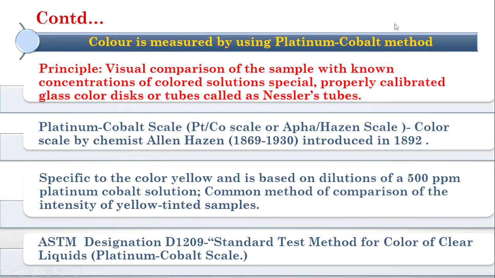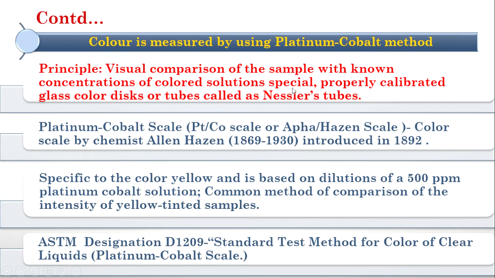We will mix this platinum cobalt solution with some distilled water, and the absorption of light by this standard water will be already measured. So that value we know. Now we will take the sample and do the same with our sample, and we will compare the absorption of colors of the standard solution as well as this sample. We will compare the samples with known concentrations of colored solution.